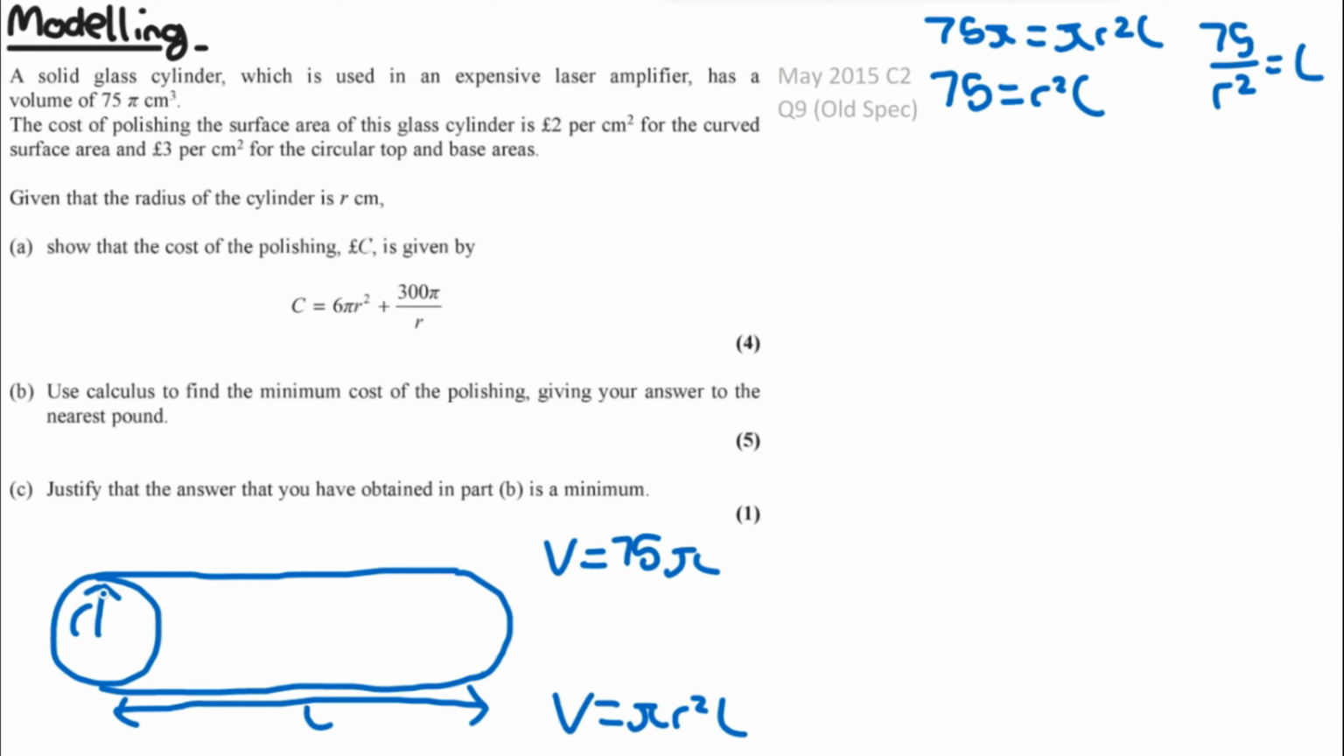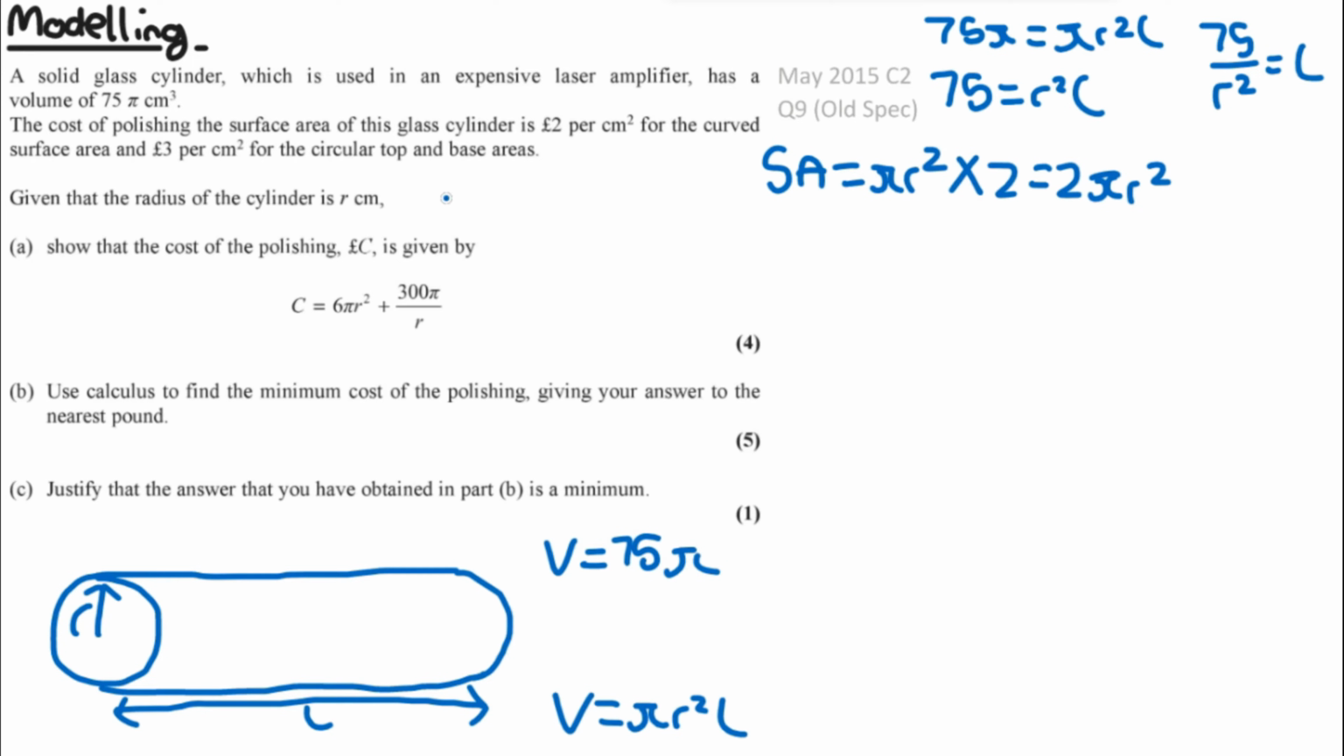So let's start with the circular part, so one here and one at the back as well. So the surface area is going to equal to, and they're just circles, so the area is just going to be pi r squared. But again, there's two of them. There's one here and there's one at the back. So it's going to be times 2. So it's going to be 2 pi r squared.